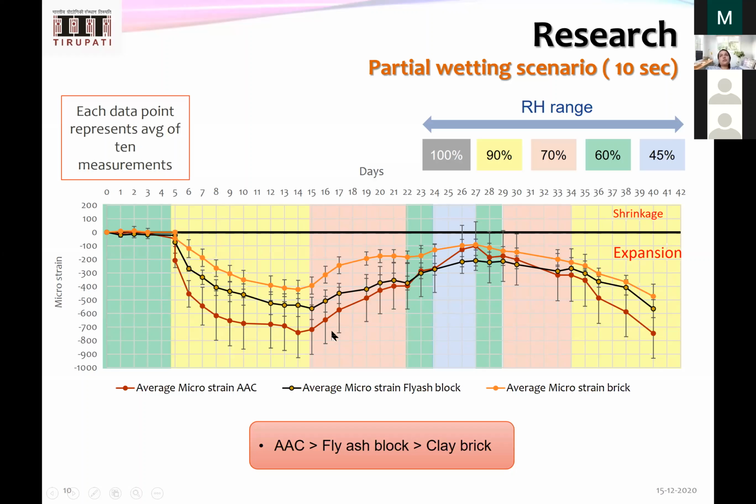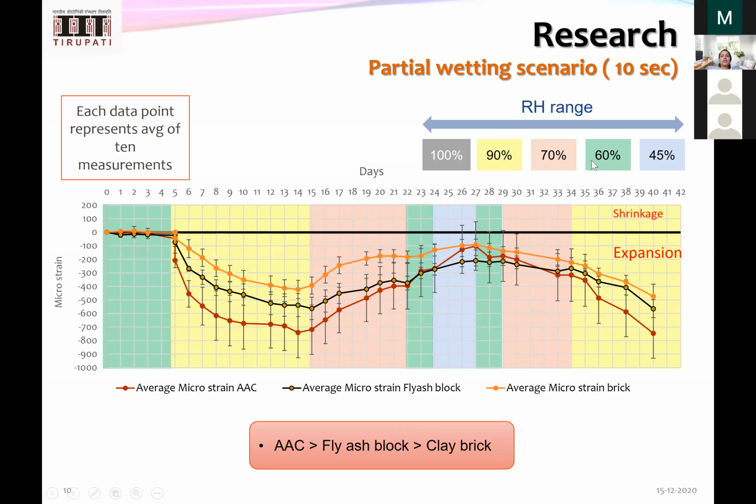This strain has been measured using strain gauges. And we have actually used different instruments: strain gauges, extensometers, length comparators. So different options have been used, but this result is from the strain gauges. So you have a strain variation in the order of at least 300, 400. But in most cases, if you look at the graph, you will understand that high strain is observed in AAC compared to fly ash and clay brick. Clay brick has very little expansion possible. It is in the order of only 400 for a partial wetting scenario.